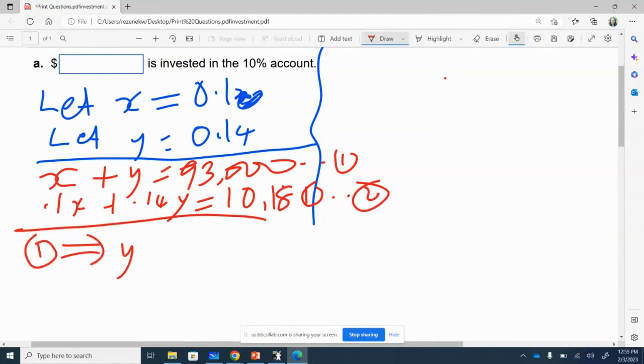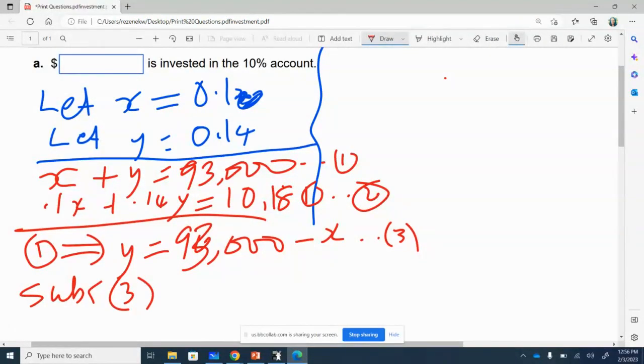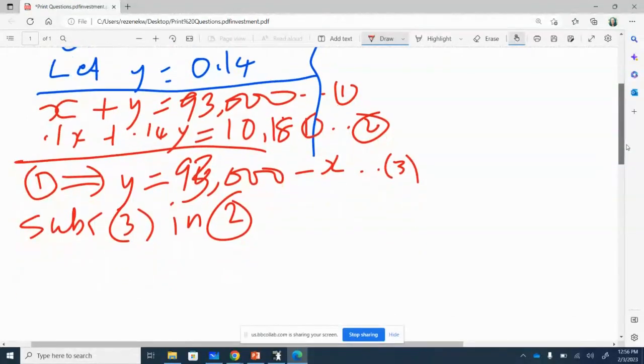Okay, now I want my equation 1 reduced to y equal to 93,000, the total amount the investor has, minus x. So what I just did is I isolated y. I'll call this equation 3, and then I will substitute equation 3 into equation 2. So now I will bring down equation 2. When I bring down equation 2, I will do the substitution, so I'm going to quickly do that.